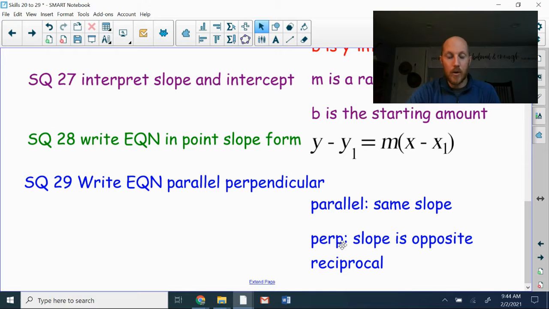Perpendicular lines do not have the same slope, but it's not just any different slope. It has to be changed specifically in two exact ways. The slope of a perpendicular line has to be the opposite reciprocal. Opposite meaning opposite sign, so if one's positive, the other's negative. And reciprocal is where we take the numerator and the denominator and trade places. Or you could say the rise and the run trade places.